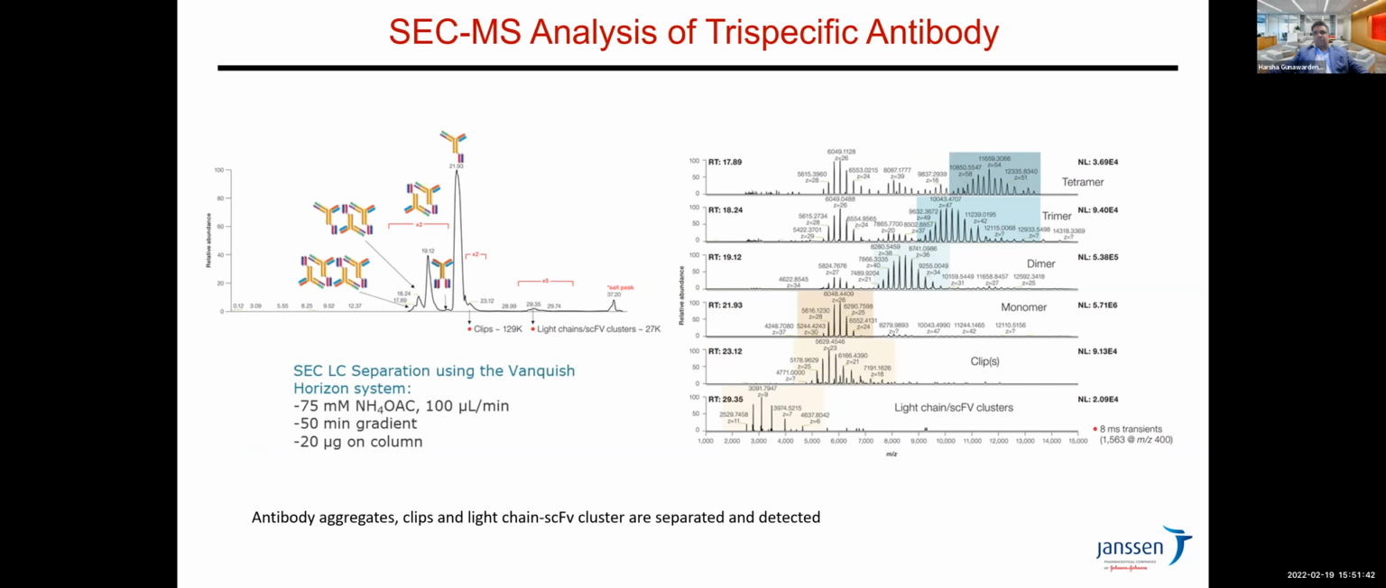Here is an example of a native SEC-MS analysis of a trispecific antibody that is composed of 2 scFv arms and a single Fab arm. With long separation times, we observe tetramers, trimers, and dimers of the antibody, as well as fragments of the monomer and clip species and other mispaired chains, quite well with a UHMR mass spectrometer, which is going to be the workhorse for almost all our native MS experimentation.